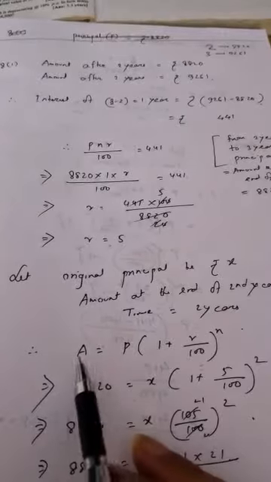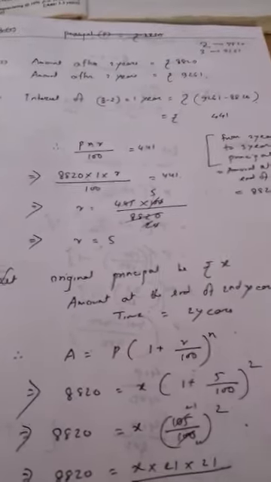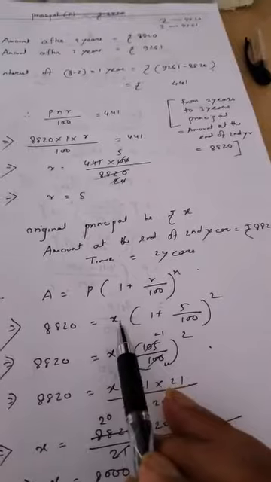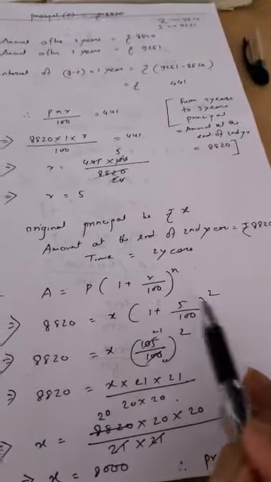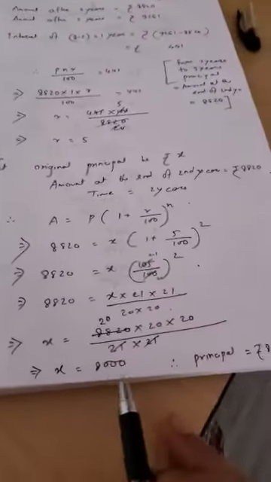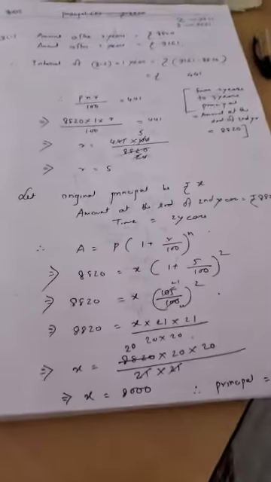So the formula, as we know, is A equal to P(1 plus R by 100) whole thing to the power n. So we put 8820 as the amount, principal X, rate 5%, and time 2 years. After calculating, the answer is rupees 8,000.